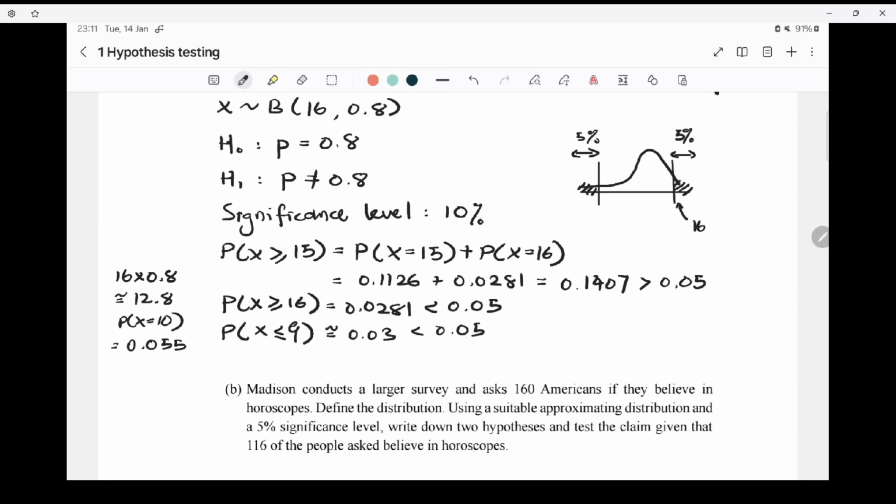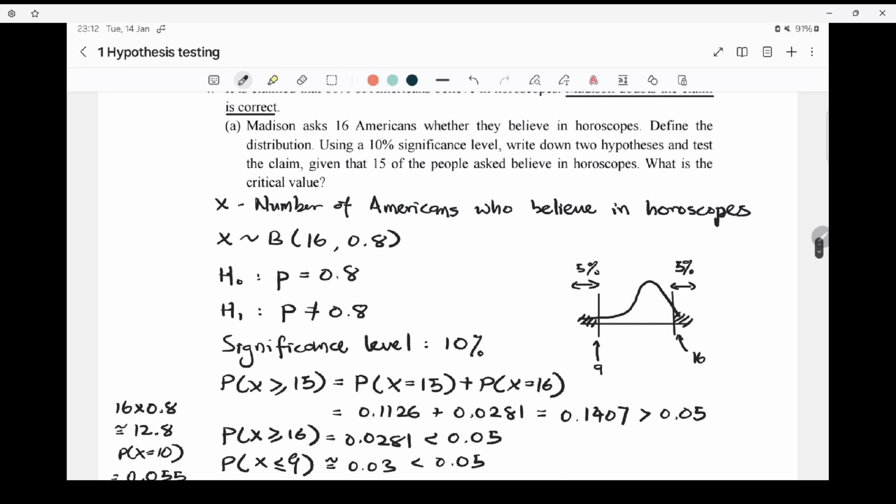So if you start with x equals to 9, you can find that it is around 0.01965. So if P(X) equals to 9, this is 0.01965, which is less than 0.05. So if you calculate everything out, then you find that on the left, your critical value will be 9. So those are your critical values.